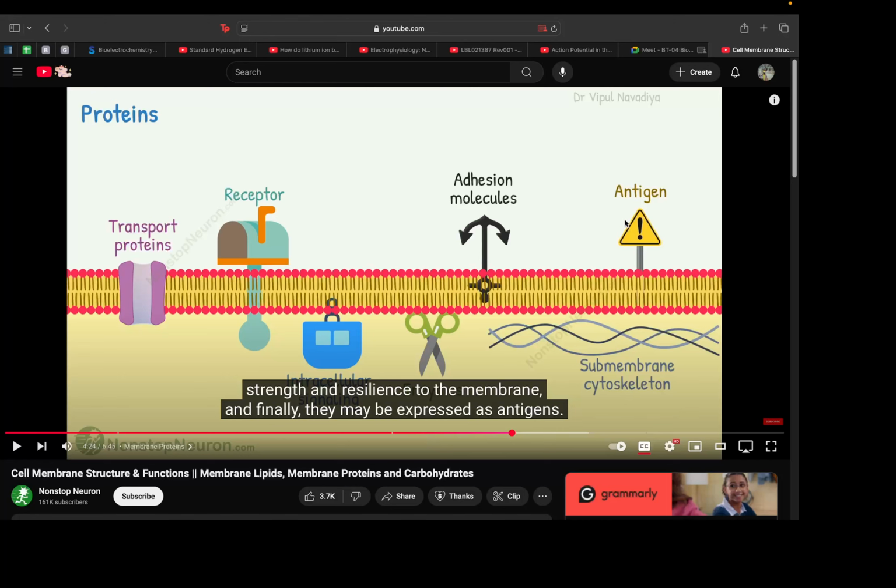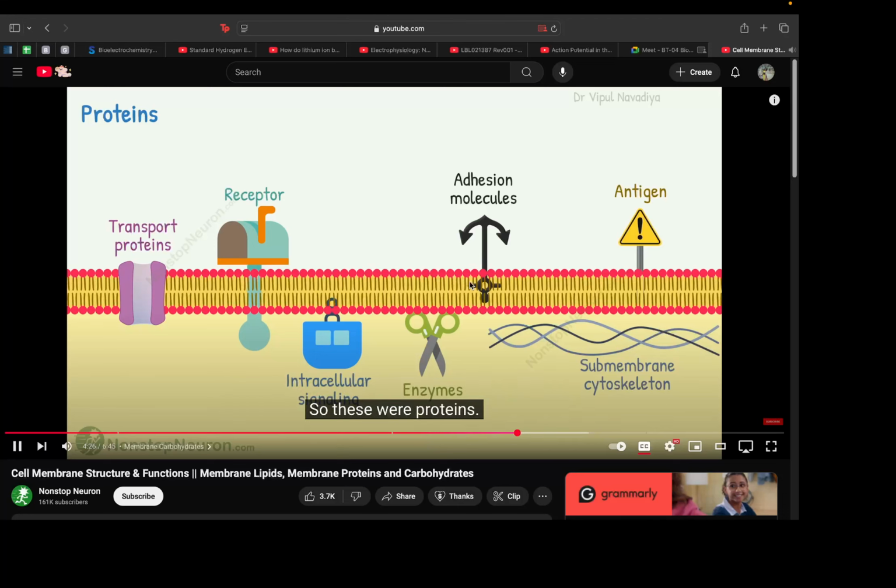Then antigens. At the end of the day, you know cancers and other diseases in which the macrophages actually need to identify the faulty cell. So for example, for some reason this particular cell is not functioning well, so the system should know that this cell needs to be eliminated from the system, right? So there are proteins which express themselves as antigens and which will be detected by the other cells of our system, and their fate will be decided. Okay.